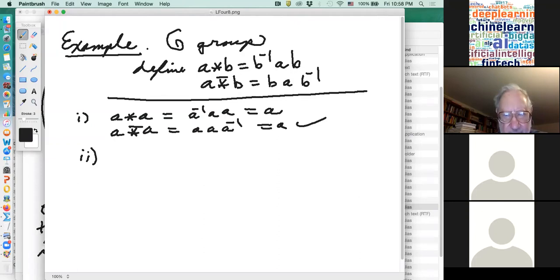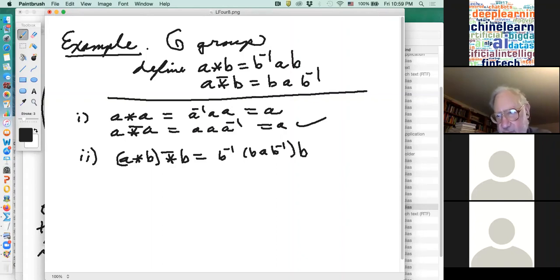I'll just write it out. A star B star bar B. Let's do that one. So that's equal to B inverse B A B inverse B, right? Conjugate in the reversed way, the conjugate. But of course, the group is associative, and so this goes away and becomes A. And just for fun, let's do the other one.